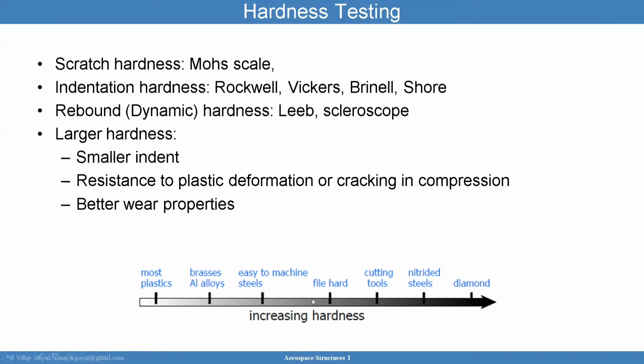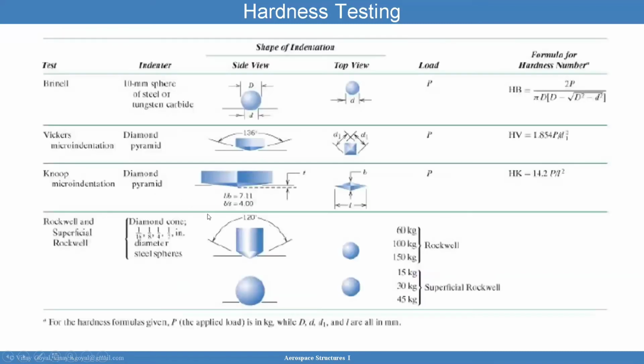For hardness testing, most plastics start from a very low hardness and it increases to the highest value, which could be diamond. The scratch hardness is used. The indentation hardness scales are Rockwell, Vickers, Brinell and Shore. And there are other ways to look at hardness. If I have a larger hardness, say like nitrided steels, you have smaller indentation, and much greater resistance to plastic deformation or cracking in compression, and better wear properties as well.